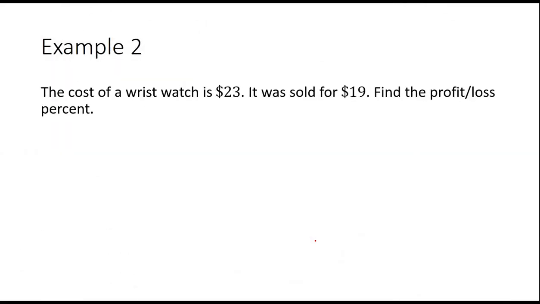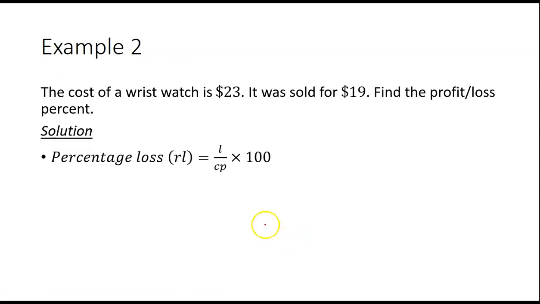Example 2 says the cost of a wristwatch is $23. It was sold for $19. Find the profit or loss percent. Now take a look at something over here. Is it making a profit or a loss?